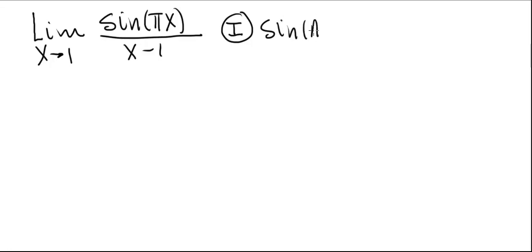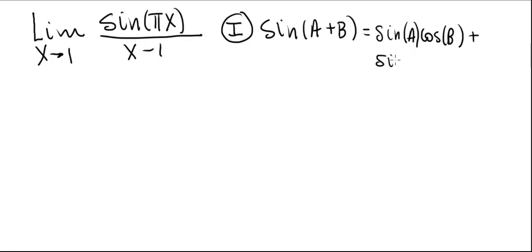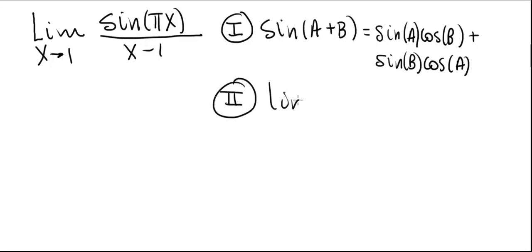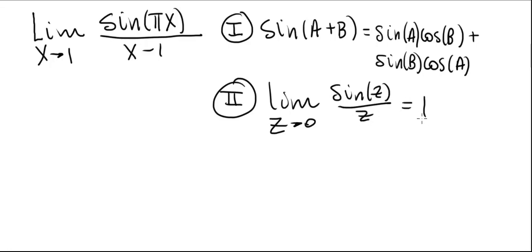Sine of a plus b is equal to sine of a times cosine of b plus sine of b times cosine of a. And the second result we're going to need is the limit as z approaches 0 of sine of z over z is equal to 1. Now this was shown in an earlier video in the limit section.